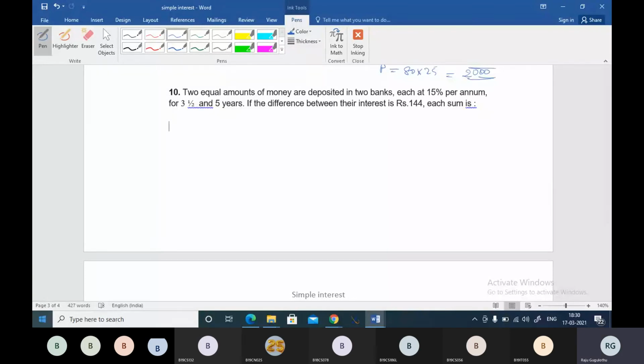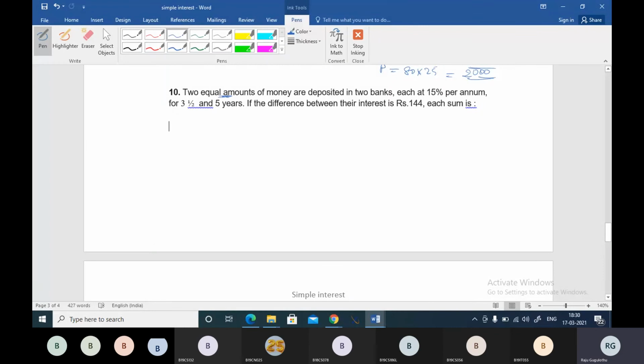We have two equal amounts of money deposited in two banks, each at 15% per annum, for 3.5 years and 5 years. If the difference between their interest is 144, each sum is? The amount deposited in two banks, each at 15% per annum. Two equal amounts, this is the hint.